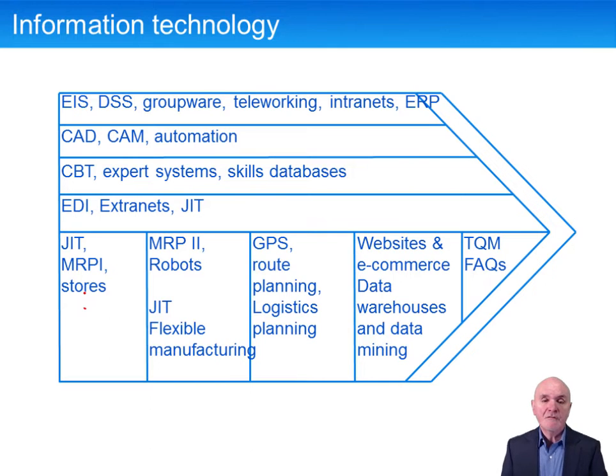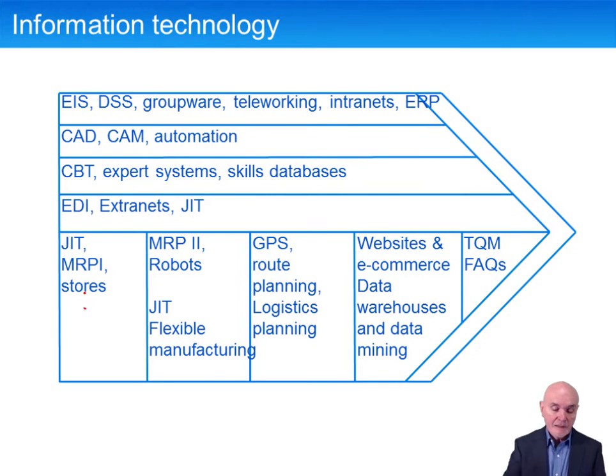MRP1 means materials resource planning. Materials resource planning is really saying, well, if I get an order for 5 items, what raw materials does that order require? What components does that require? So the order for the 5 items kind of explodes into orders for all the parts you maybe need to buy from your suppliers. That's materials resource planning. And then stores. The stores may well be computerized, keeping track of what's there.